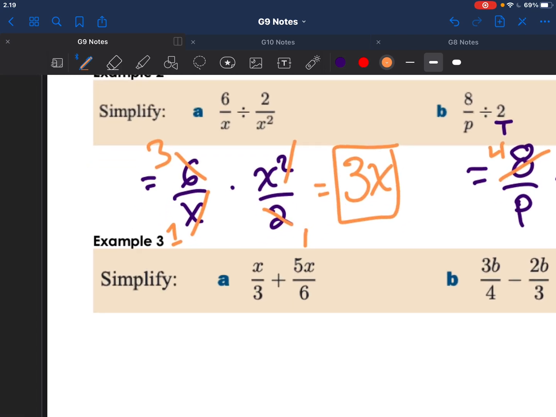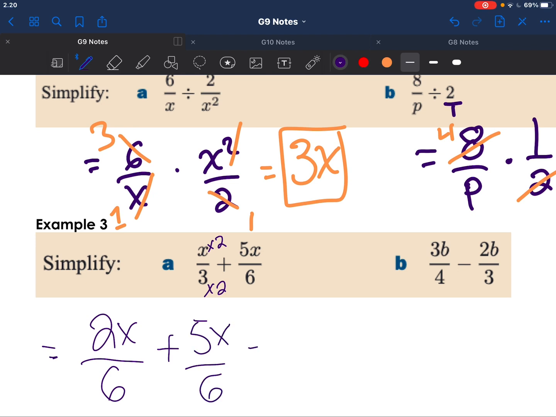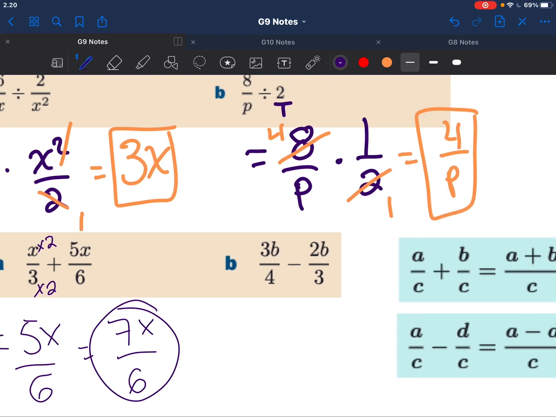Alright. So how about addition and subtraction? Again, fractions are the same. As long as you have common denominators, you can just add the numerators. So in this case, example 3a, they don't have common denominators, so we have to modify that. What I'm going to do here, I'm going to multiply the denominator by 2. So we have 2x over 6 plus 5x over 6. That's 7x over 6.